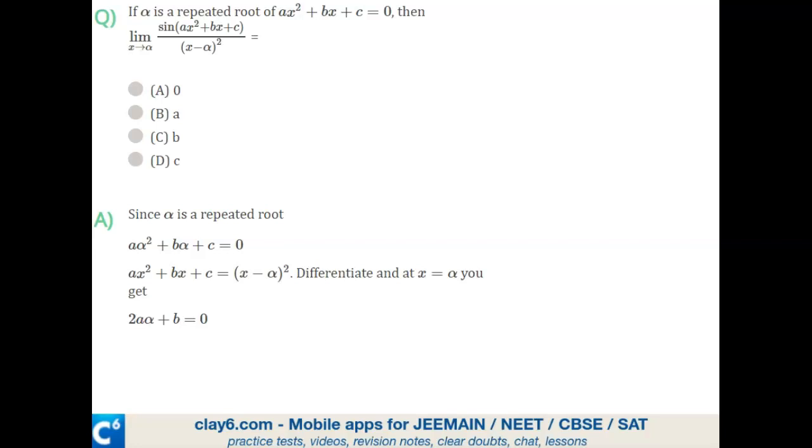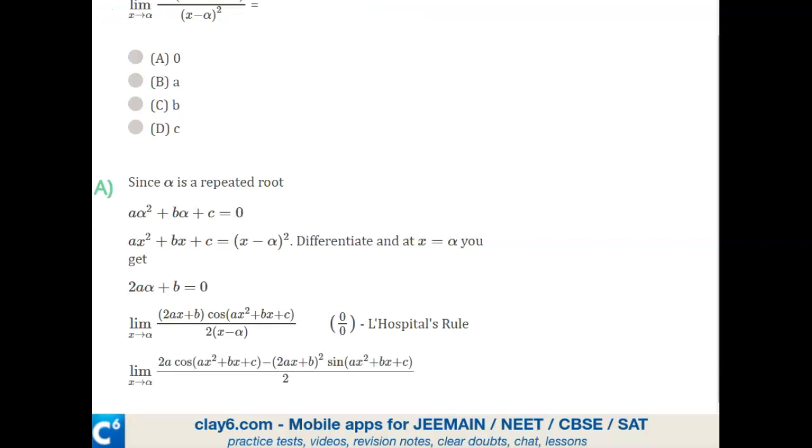Okay, so now let's get to the limits and differentiate. Once you differentiate once, you get 2ax plus b times cos of ax squared plus bx plus c, divided by 2 times x minus alpha. But we use the above step to say 2a alpha plus b equal to 0 at x equal to alpha. And so the denominator is again 0. So we get a 0 by 0. So let us again apply L'Hospital's rule.